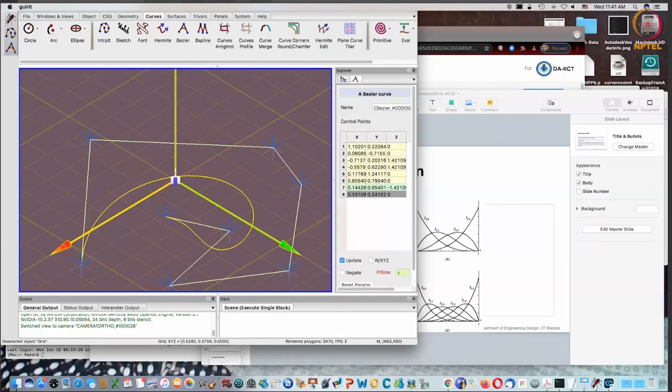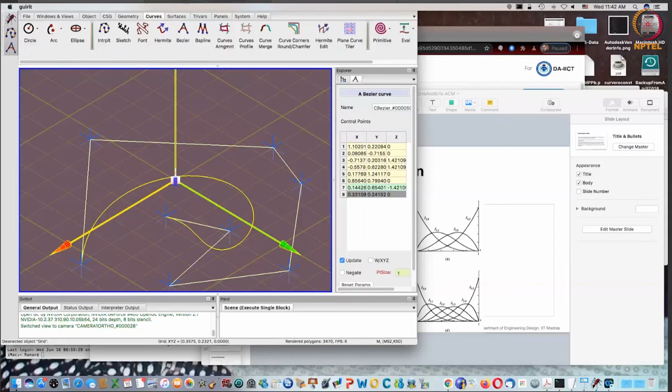So what can you say now? The degree of the curve is closely associated with what? The number of input control points. Okay, so suppose I have 7 or 8 control points, can I get a degree 3 curve? Is it possible in Bezier?